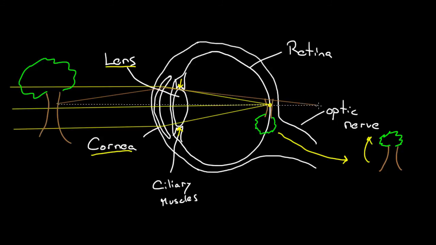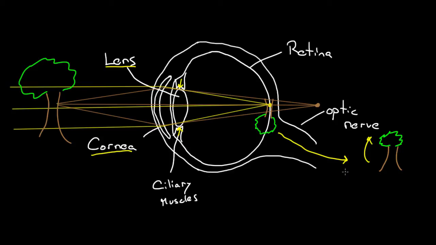And this forms an image back here, but that's bad. That's bad because if you form an image behind your retina, that's going to be blurry. You're not going to see the nice clean image here. You're going to get this weird blurred out image. So your ciliary muscle is going to try to compensate, but maybe they can't. So this person might need glasses.